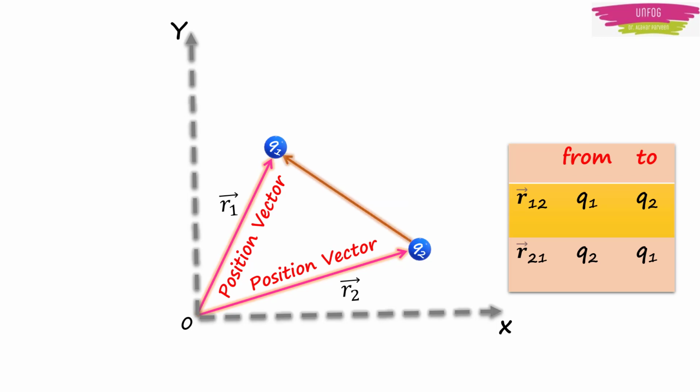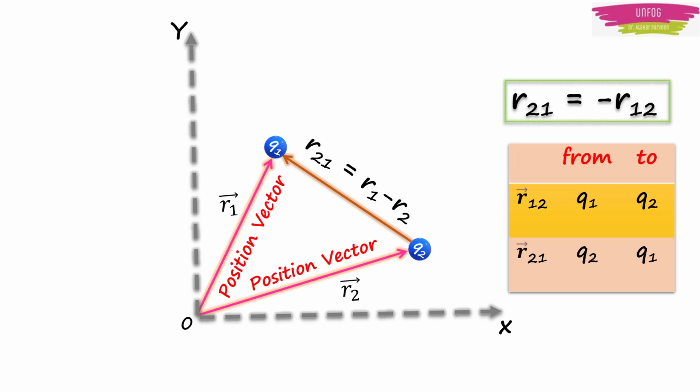Similarly, the vector leading from Q2 to Q1 will be written as R21, and by triangle law of vector addition, this R21 will be equal to R1 minus R2. Note that this displacement vector R12 will be equal to R21 in terms of magnitude, but they are opposite in direction. Therefore, R21 will be equal to minus R12.